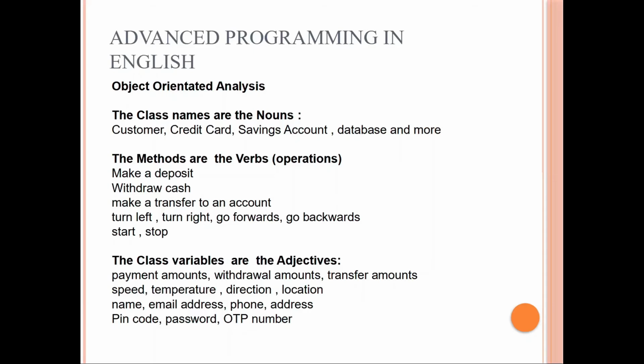We also got the following verbs: made a deposit, withdrew cash, made a transfer to an account. If it was a vehicle system, it would be turn left, turn right, go forward, go back, start, stop. These are operations. And then we identified class variables. These were adjectives like payment amount, withdrawal amount, transfers. It could even be in an air conditioning system. It could even be things like temperature.